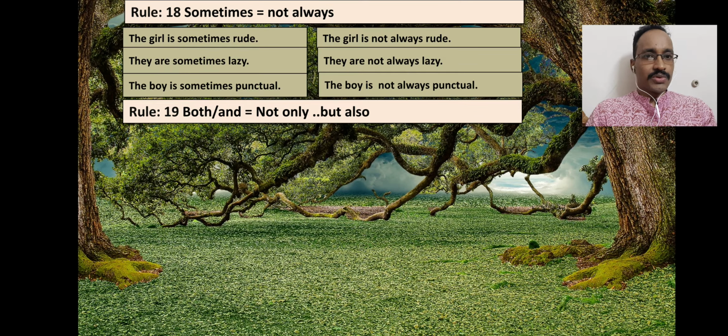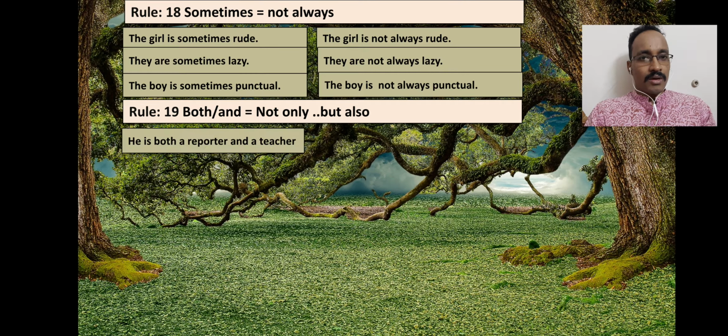Now let's move to rule 19. In the affirmative sentences, we can find both and, and in this case, we will use not only but also to make it a negative sentence. You see, in our daily practice of language, we always use this type of structures. So if we read carefully or give attention to them, it will be much easier on our part to understand these rules.